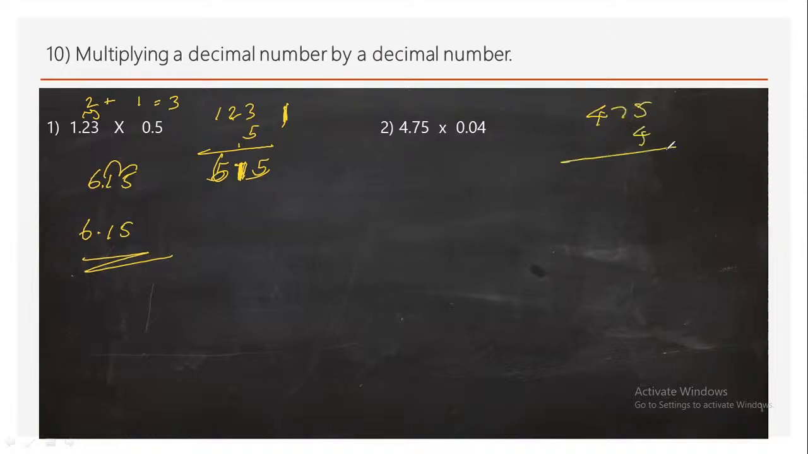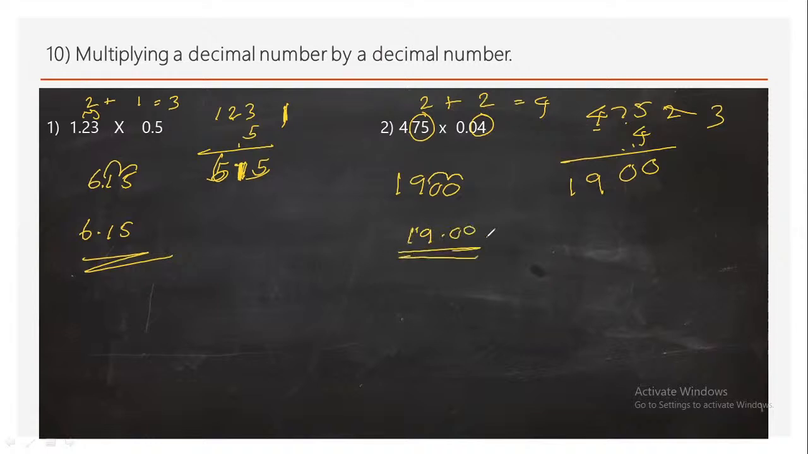475 multiplied by 4. 4 times 5, 20, 2 remaining. 4 times 7, 28 and 2, 30, 3 remaining. 4 times 4, 16 and 3, 19. Now count here. 0.19 is the answer, because here contain 4 decimal places, not the 2, right? 4 decimal places toward this side.